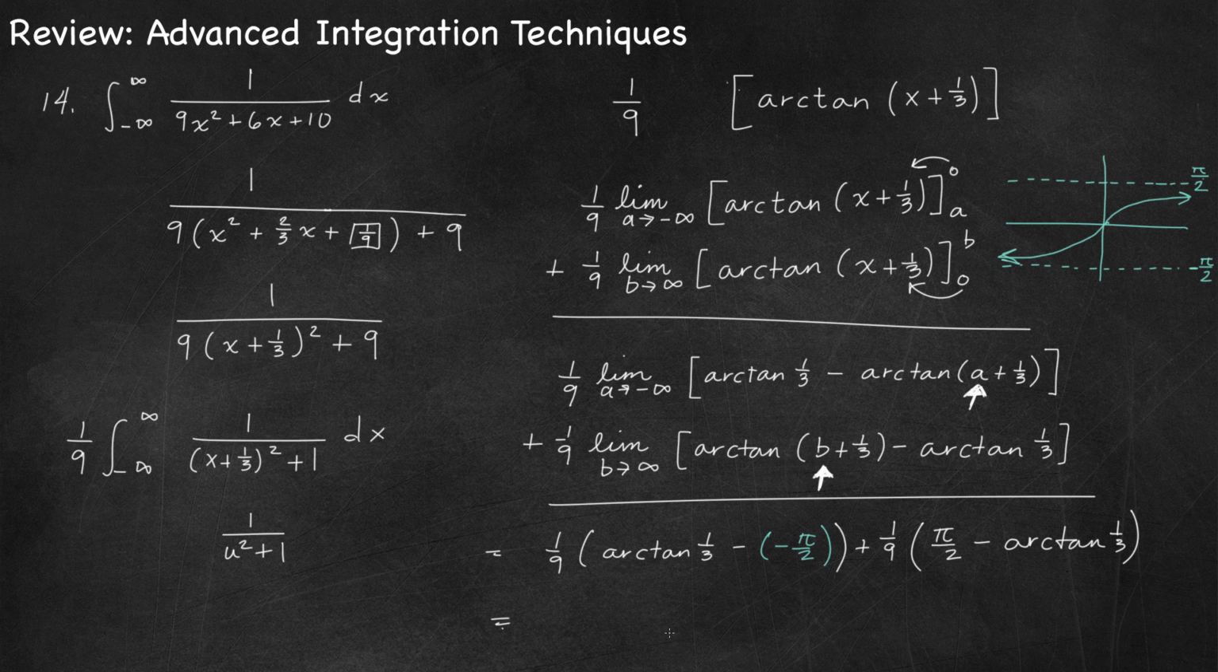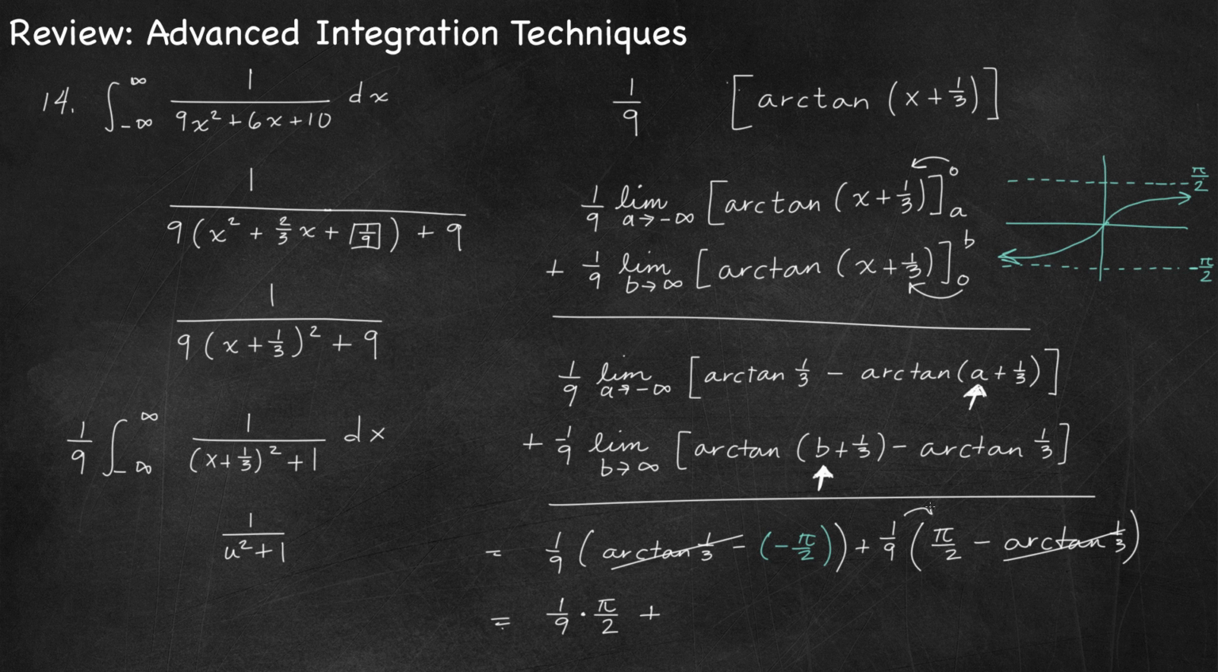Okay, now distributing our 1/9. 1/9 arctan 1/3 is going to cancel out with the 1/9 times negative arctan 1/3 in the second term here. So that's going to just go away. That one and that one are going to go away. So we have our 1/9 times negative pi over 2. 1/9 times pi over 2.